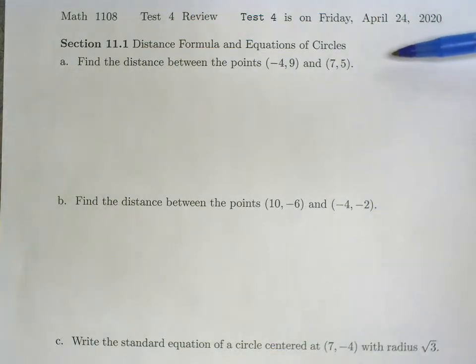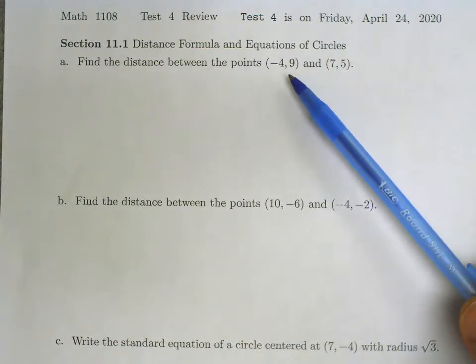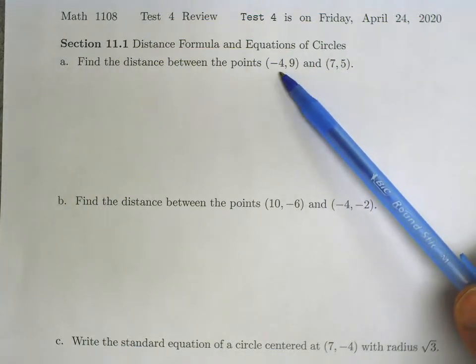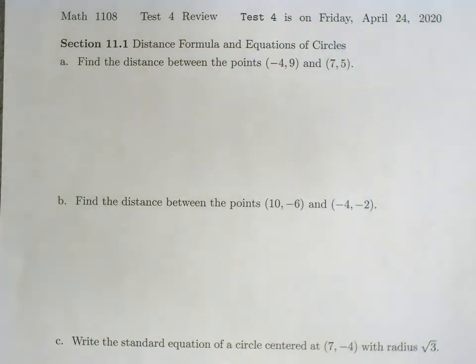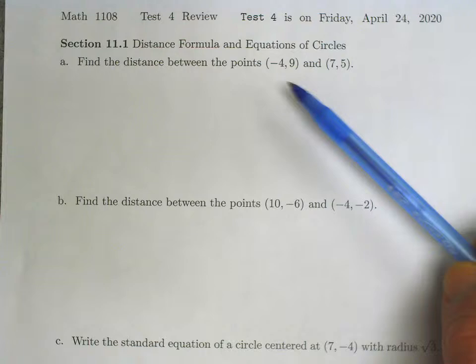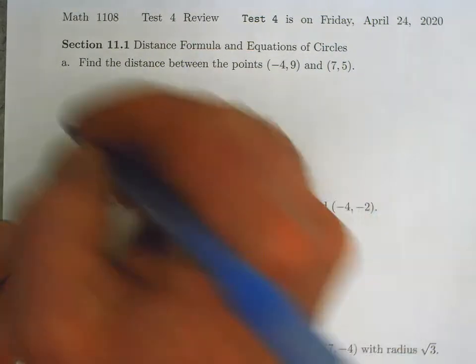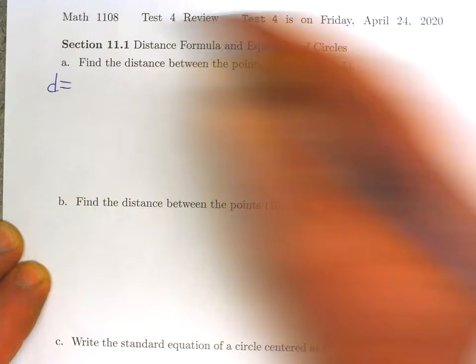Okay, so a little background. In the xy plane, every point can be represented by an ordered pair. The number on the left is called the x-coordinate. The number on the right is called the y-coordinate. So you can use the distance formula to find the distance between any 2 points in the xy plane. So I'll write down the distance formula.